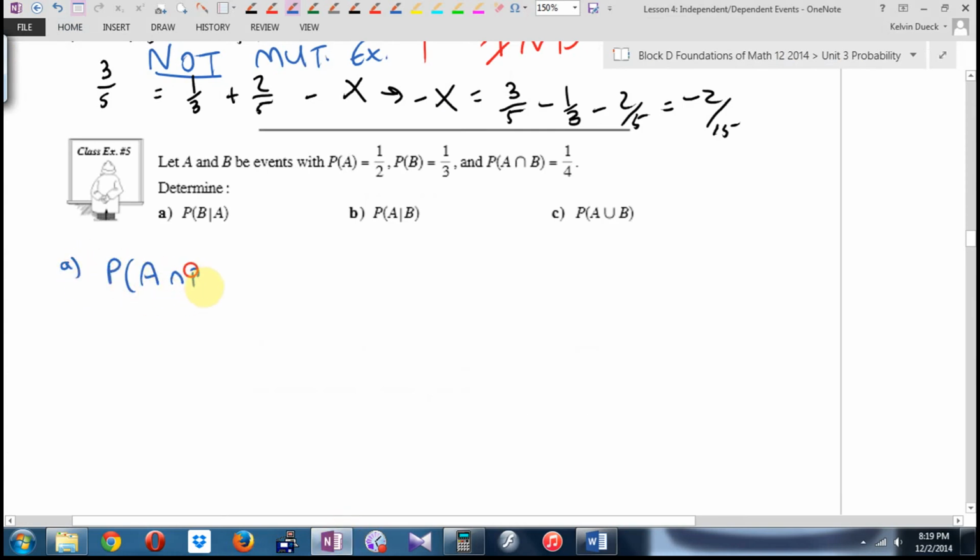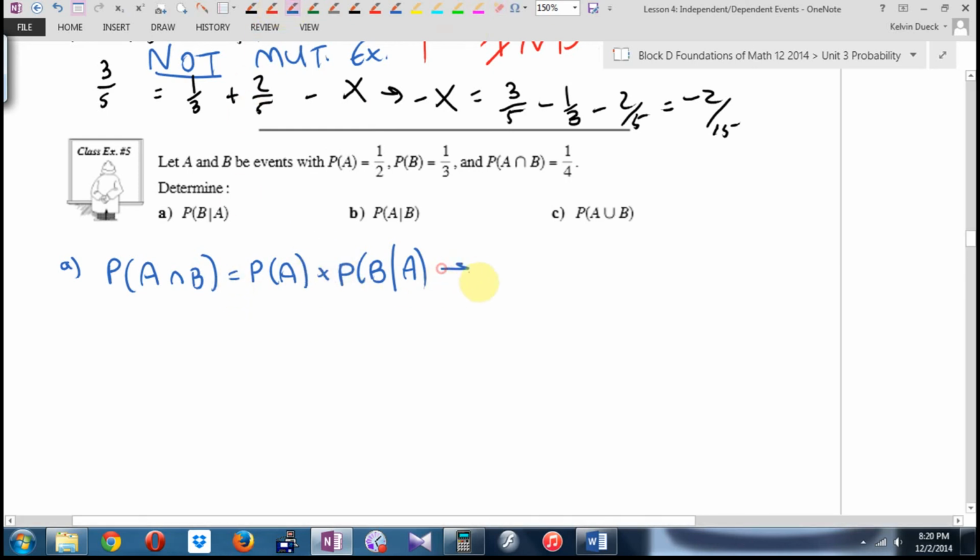And equals A times B given A. We want to get this by itself. How would I get it by itself? What's the probability of A doing to that? Timesing. So how will I move it over? Answer, divide.